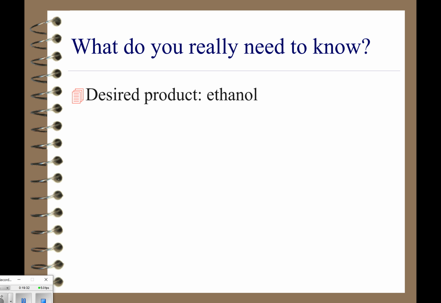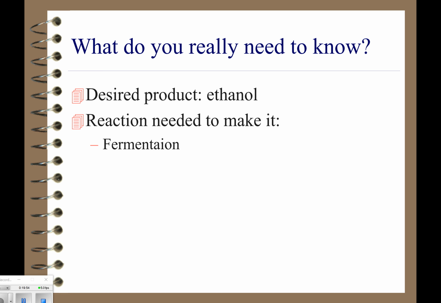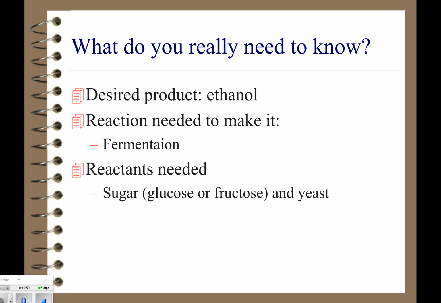Now for these, we're going to want to try and figure out what reactants we're going to need in order to produce this product. So if we wanted to make ethanol, an organic reaction that produces ethanol is fermentation. In order to make alcohol with fermentation, we're going to need a sugar, glucose or fructose, and yeast. Something that's going to be able to ferment that sugar into the alcohol.